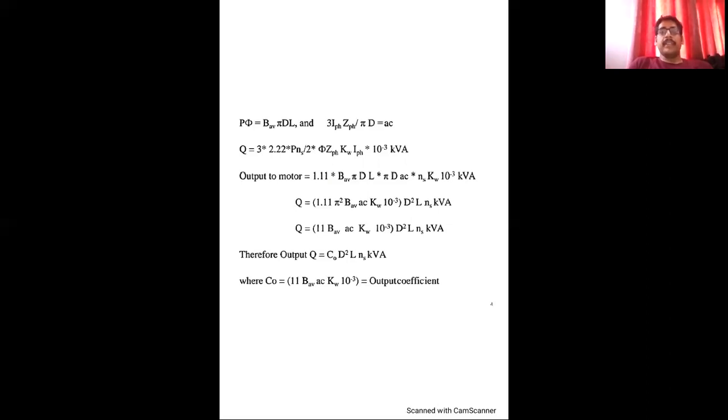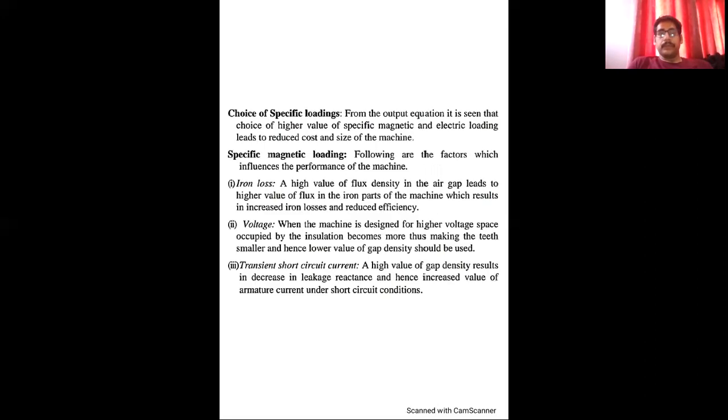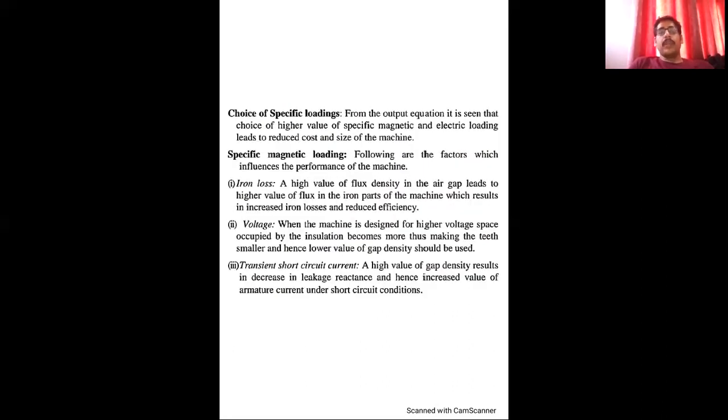Now, in the next slide, we are discussing the various factors that affect the choice of specific magnetic loading and the choice of specific electrical loading. Here we have the choice of specific magnetic loading. The specific magnetic loading, that is BAV, which equals P phi upon pi D L, is dependent upon these main factors: iron loss, voltage, transient short circuit current, stability, and parallel operation. So these are the 5 points on which the specific magnetic loading will change. If we change one of these factors, the specific magnetic loading will change, and vice versa.